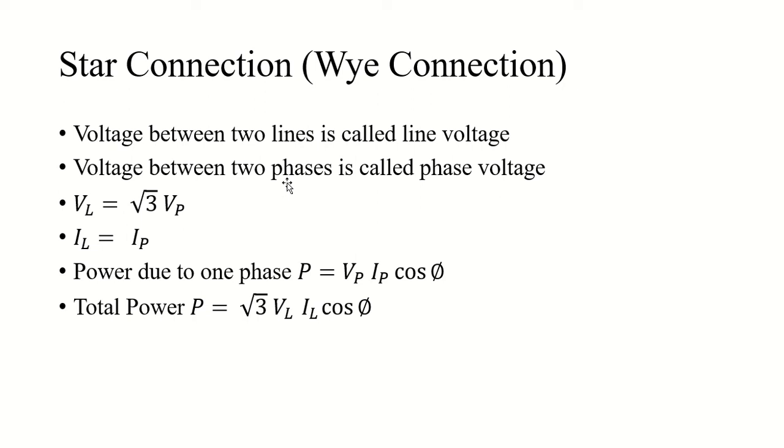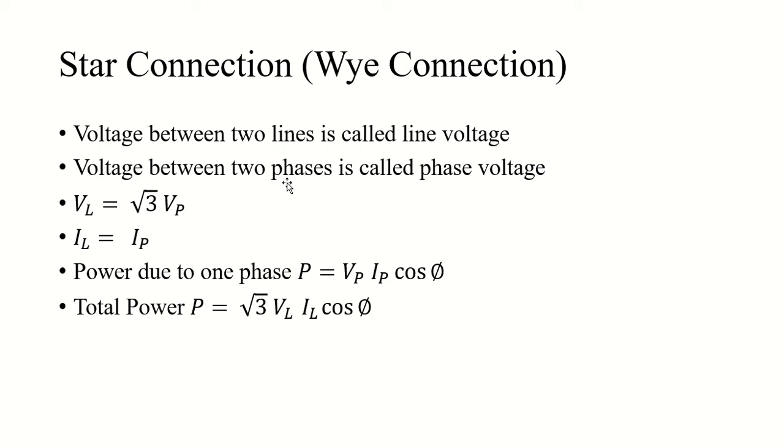Always make sure, whenever you are going for star connection, if it is voltage, then line voltage is always root 3 times of phase voltages. But the line current and phase current are similar. Line current and phase current are always equal. Why is that, you say?